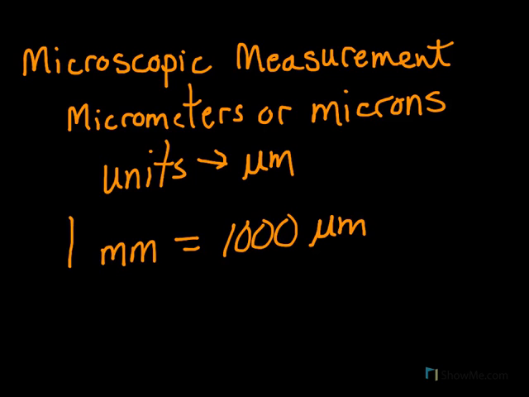We should also remember that 1 millimeter equals 1,000 microns or micrometers, because the Regents is going to expect you to convert from millimeters to microns. A lot of times they give you the diameter in millimeters, and they expect you to estimate the cell in micrometers. A typical conversion they might have you do is 2 millimeters. We know that 1 millimeter equals 1,000 microns, so 2 millimeters would equal 2,000 microns.